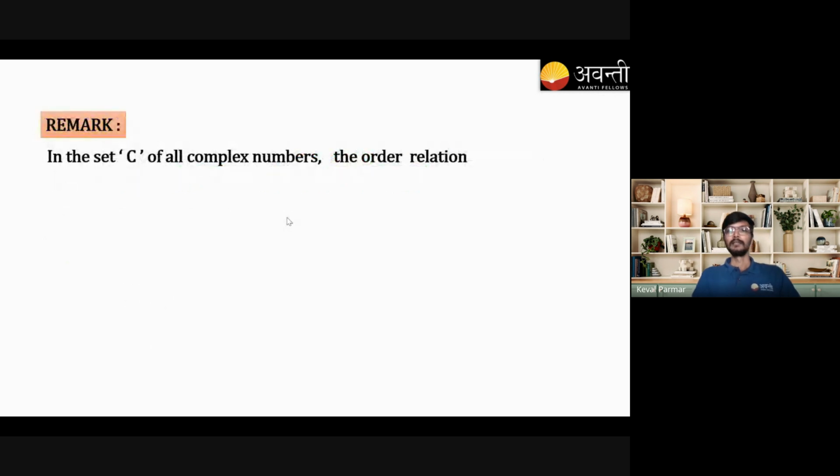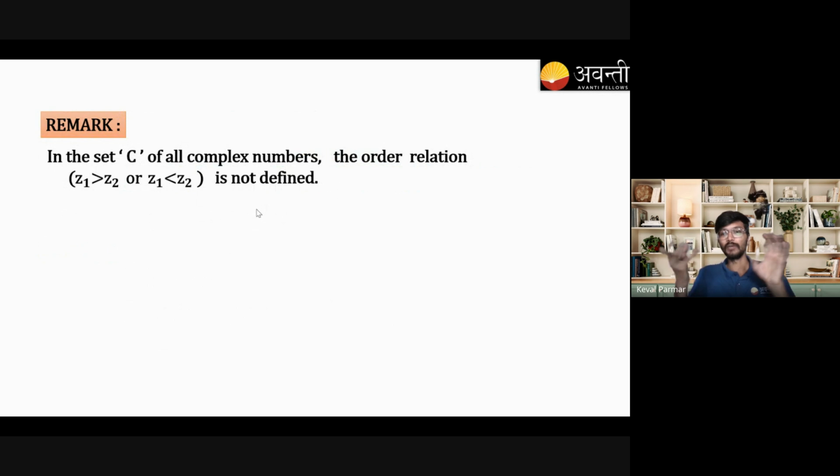So next, the order relation, this is not defined. That means there is no inequality in complex numbers. That means that we cannot say one complex number is bigger than the other. That means in a sum, like in normal algebra, how we can say 5 is greater than 2 or 7 is less than 10.